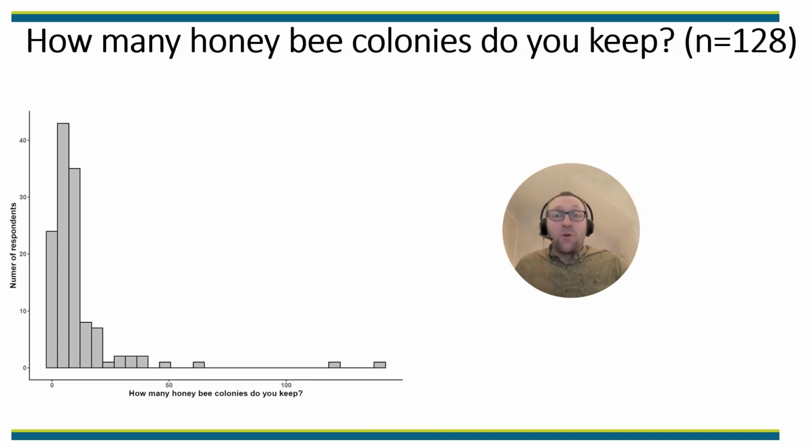So here we have some more data that tells us a little bit about who was on the call. The question was, how many honeybee colonies do you keep? We had around 130 responses, and you can see that the vast majority of people on the call either keep no colonies, or at least very few, or they keep, I think the mean was about 11 colonies overall. And then we've got a few what we might call professional beekeepers that keep more than 40 colonies. But in the main, we've got amateur beekeepers on the call.